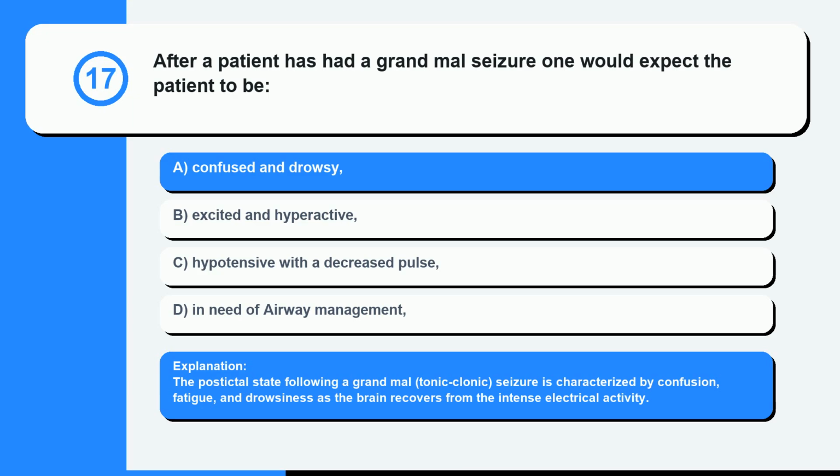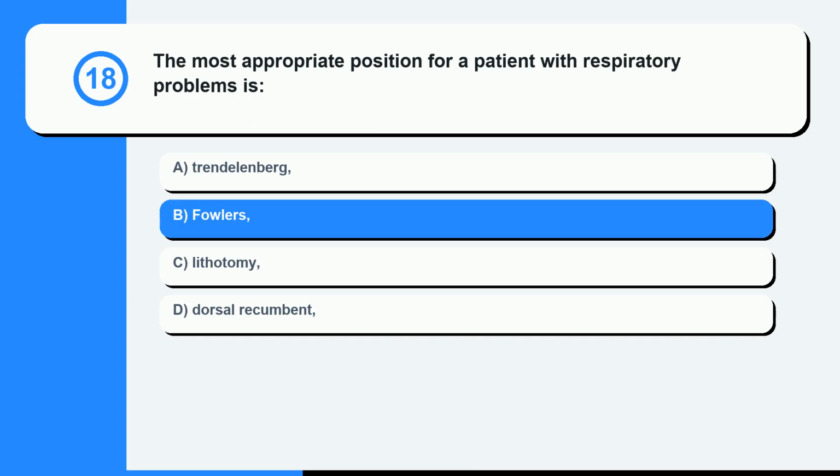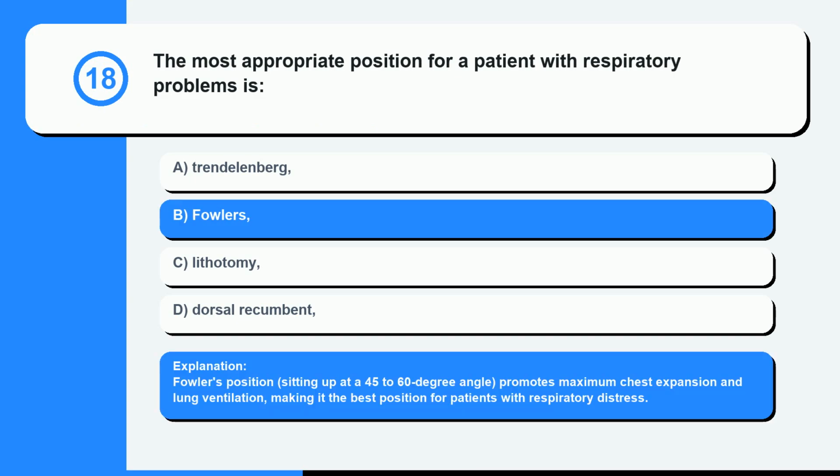Question 17. After a patient has had a grand mal seizure, one would expect the patient to be A. Confused and drowsy. B. Excited and hyperactive. C. Hypotensive with a decreased pulse. Or D. In need of airway management. The correct answer is A. Confused and drowsy. The postictal state following a grand mal, tonic-clonic, seizure is characterized by confusion, fatigue, and drowsiness as the brain recovers from the intense electrical activity.